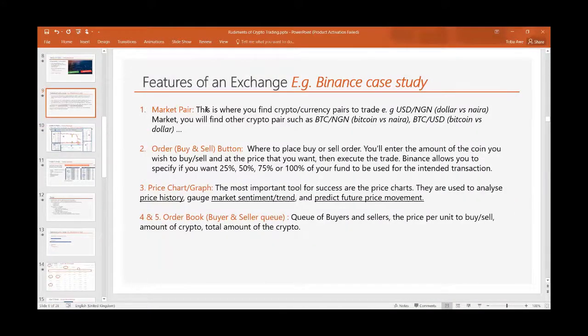I told you the first thing is to know the market, to know the order button, which is the buy and sell button we just discussed. The next thing is to know the price charts. That one is the graph. We don't need to dwell more on that one. We'll take time to go deep into that.